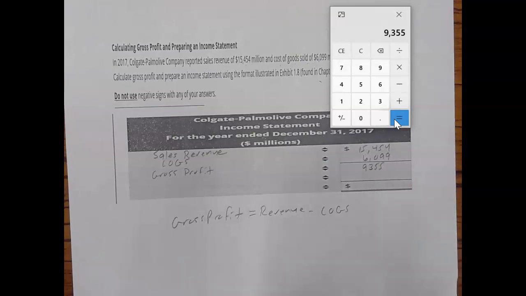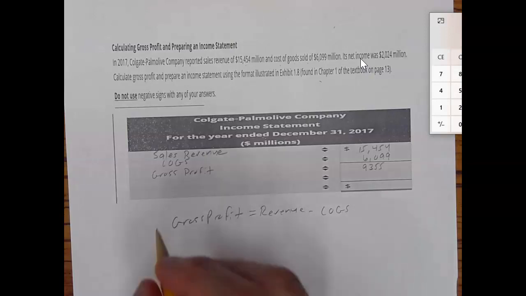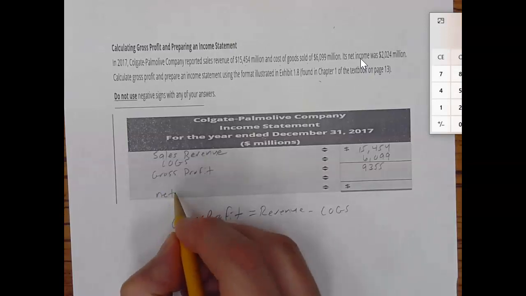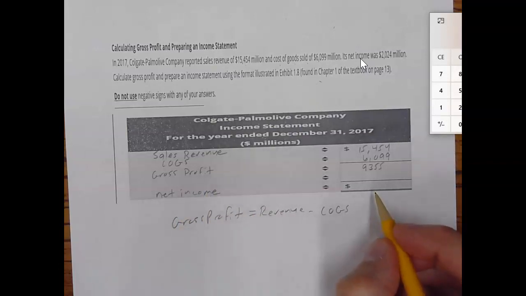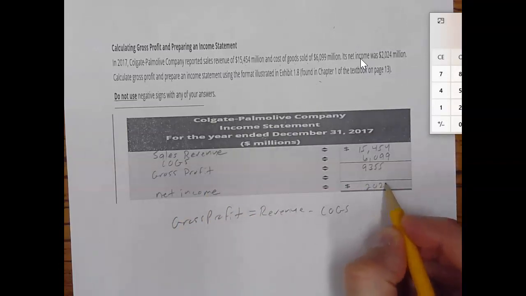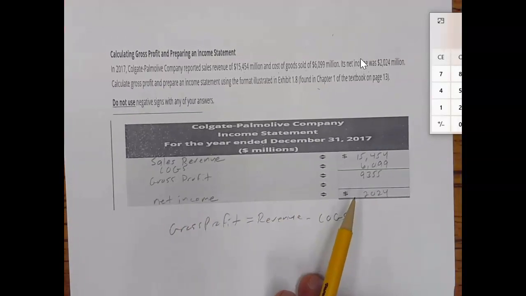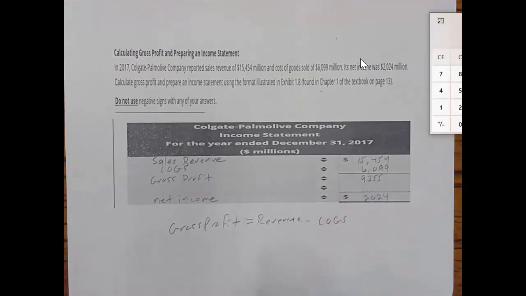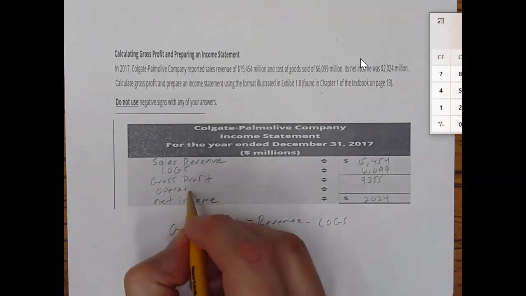Now, I want to tell you also that they give us net income. Net income or net loss is the very last item on an income statement. So I'm just going to skip down here to net income. They've also provided this figure for us of 2,024. So what goes here? I don't know exactly how it's going to be worded, but essentially these are going to be our operating expenses.